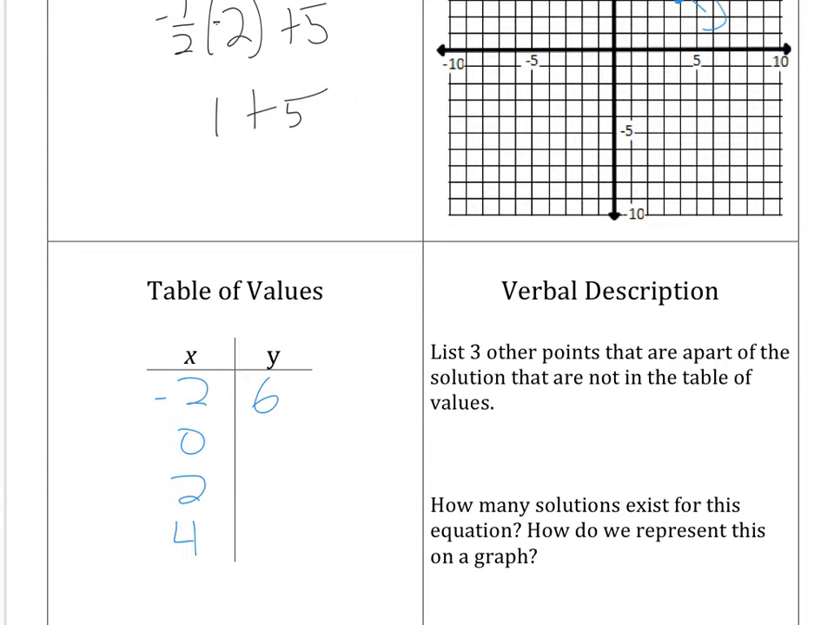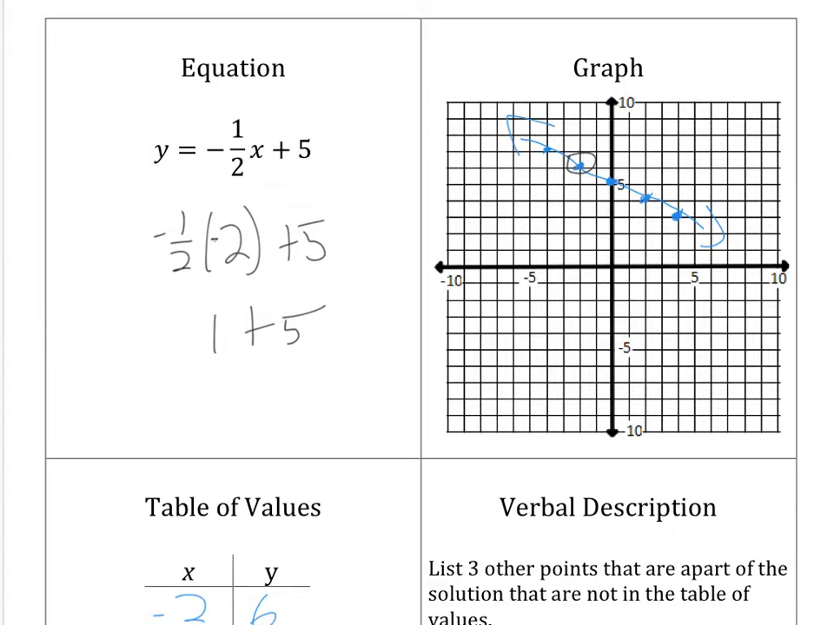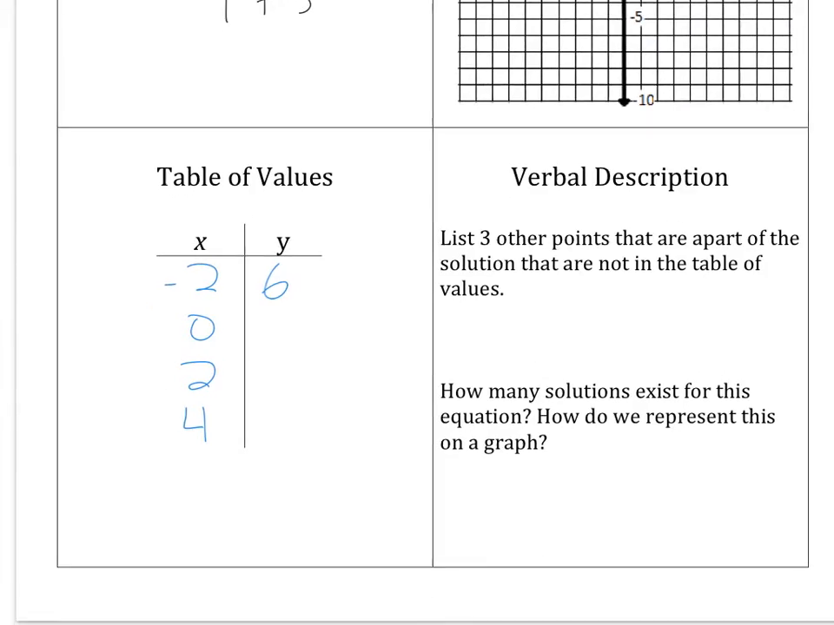All right, 0. Well, when x is 0, that's your y-intercept. So that's this one. Okay. Or, looking at the graph, that's that point. So 0, 5.